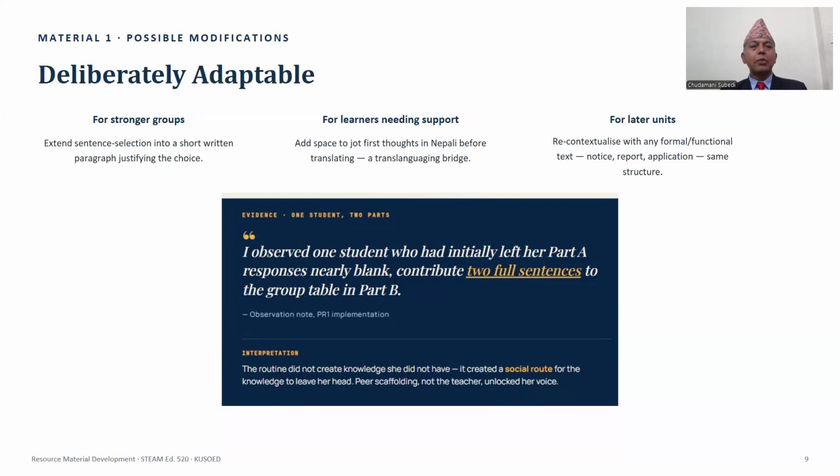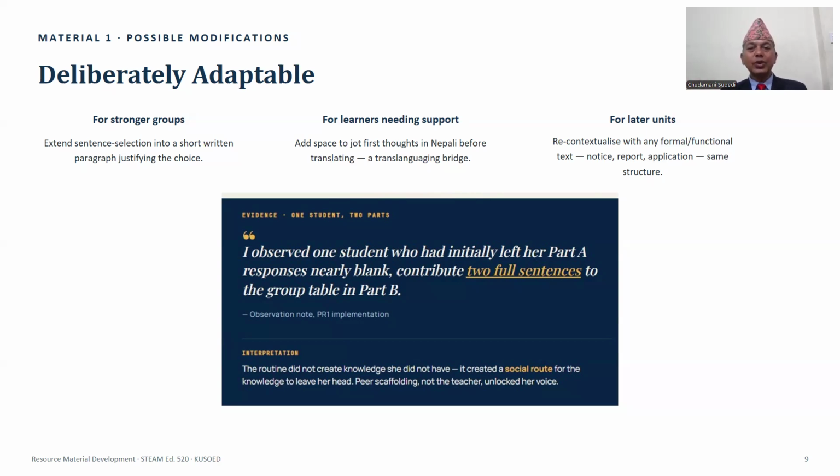Deliberately adaptable. For stronger groups, extend sentence selection into a short written paragraph justifying the choice. For learners needing support, add space to jot first thoughts in Nepali before translating, a translanguaging bridge. For later units, recontextualize with any formal functional text. For example, we can implement it in notice, report, application in the same structure.